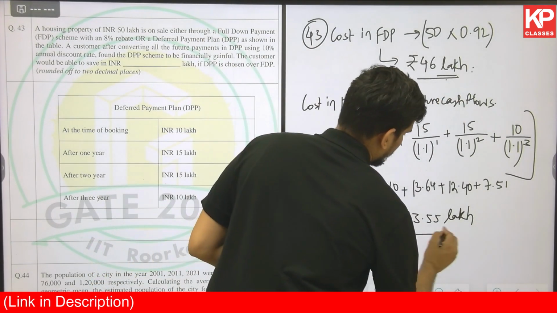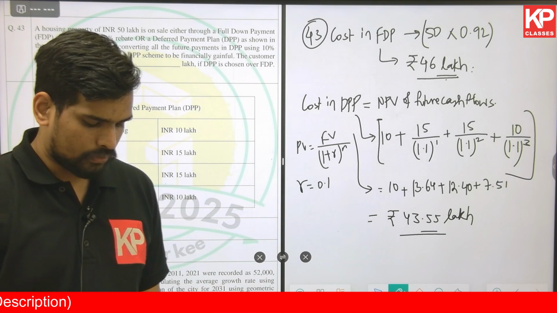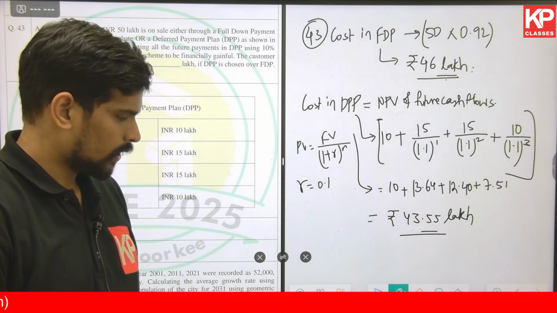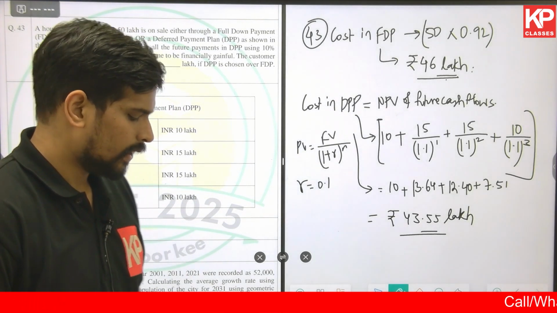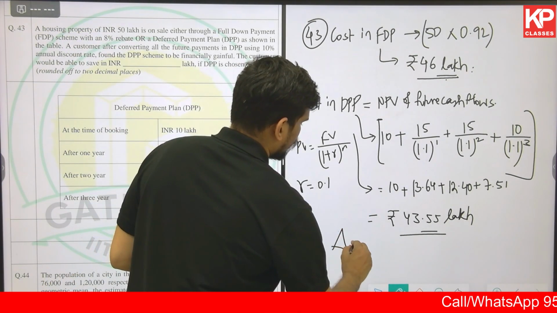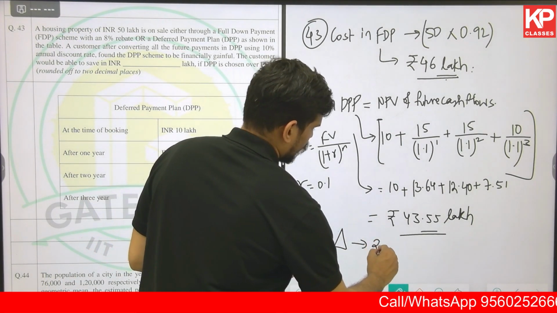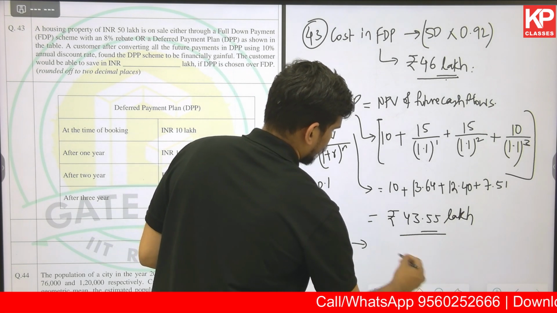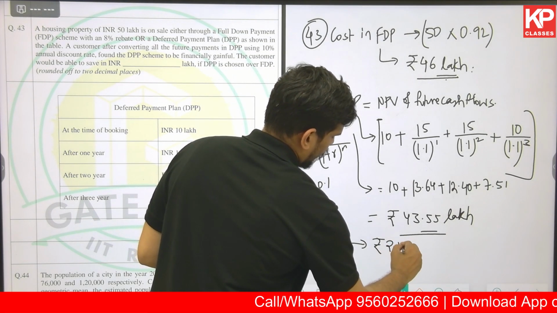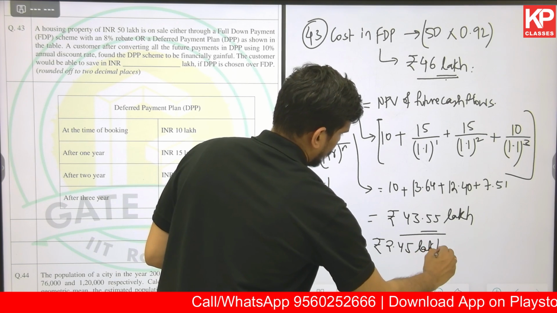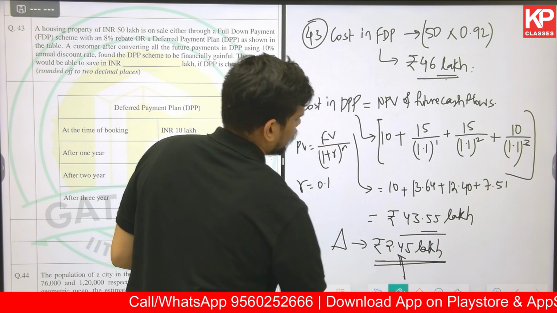In DPP scheme it is 43.55 lakhs. What is the difference? 46 minus 43.55. So the difference in costs in both the schemes is coming out to be 2.45 lakh rupees. 2.45 lakh. They have asked us to give an answer in lakh rupees.